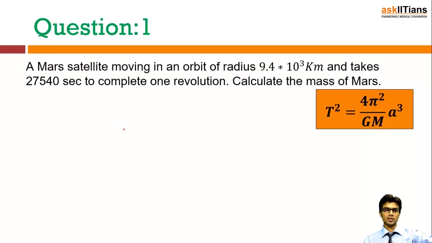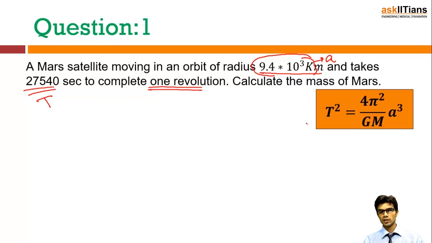Now the question is: a Mars satellite moving in an orbit of radius 9.4 into 10 to the power 3 kilometer, and here this is the radius, therefore we can write it as a, and it takes 27540 seconds. This is the time period to complete one revolution. So calculate the mass of Mars.